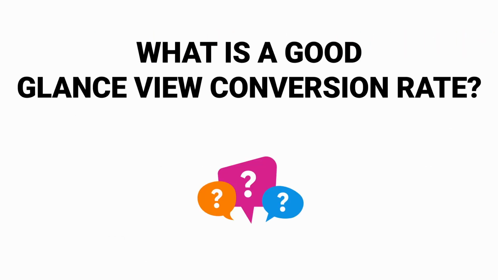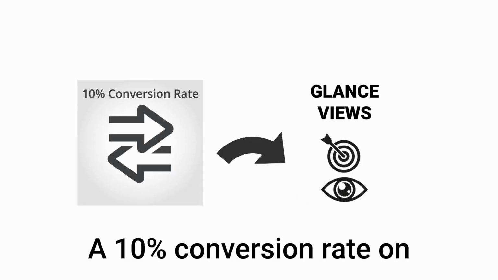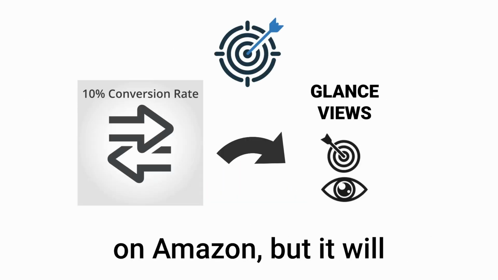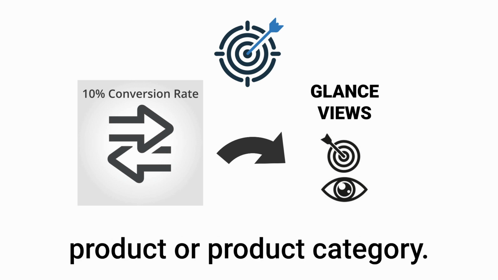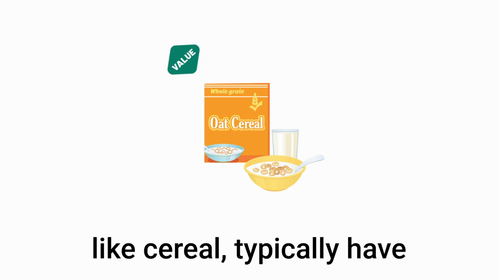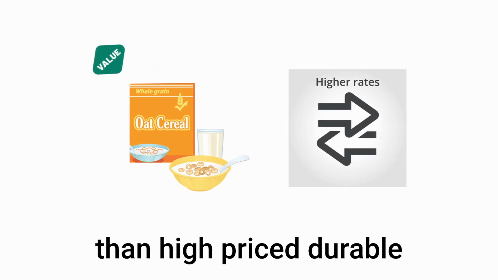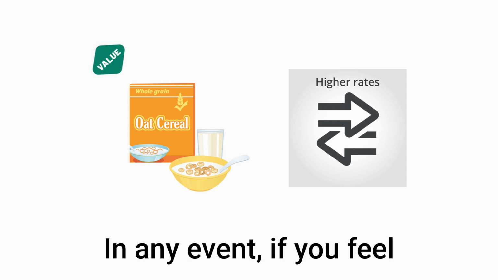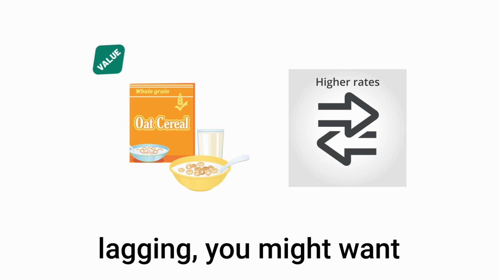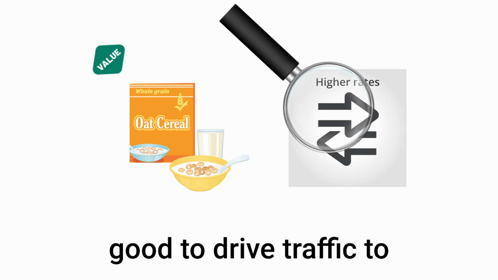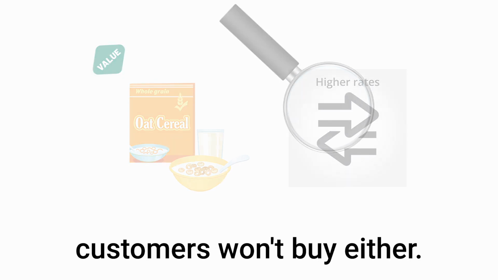What is a good glance view conversion rate? A 10% conversion rate on glance views is generally considered a good benchmark on Amazon, but it will heavily depend on the product or product category. For example, low-priced consumable products like cereal typically have higher conversion rates than high-priced durable products like LCD TVs. In any event, if you feel your conversion rate is lagging, you might want to focus on that first. After all, it does no good to drive traffic to your products if these customers won't buy either.